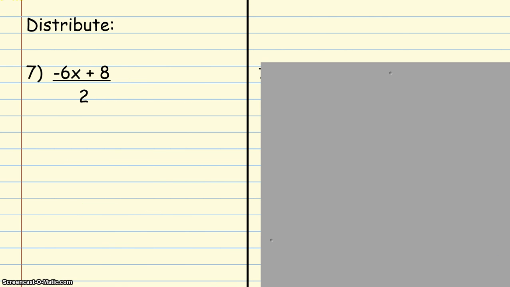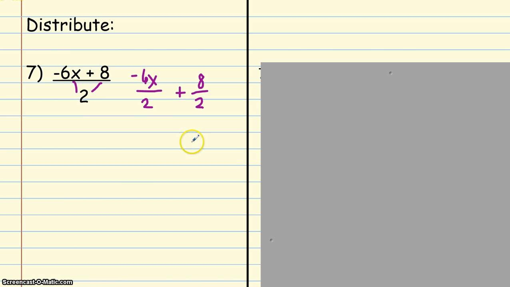All right, very last example, number 7. As we distribute, it is mostly for multiplication, but we can think about it with division as well. Number 7, we have negative 6x plus 8 divided by 2. This whole thing is divided by 2, which means the 6x needs to be divided by 2, and the 8 needs to be divided by 2. So if we break it down, we've got negative 6x divided by 2 plus the 8 needs to get divided by 2. Okay, so it needs to go to each part.